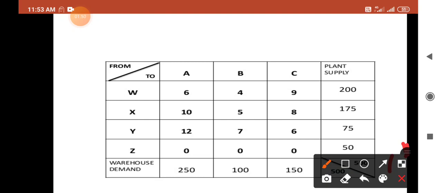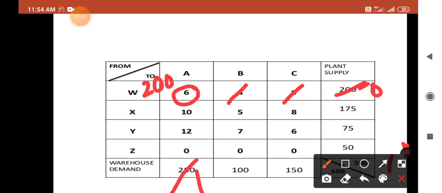We'll select the northwest corner here, 6, and we make allocations 200 and 250. Minimum is 200, so we'll allocate 200. So 200 minus 200, 0. Other elements in that row are cancelled. 250 minus 200 is 50.